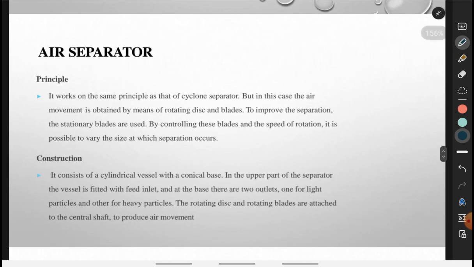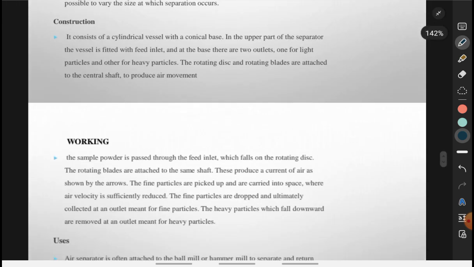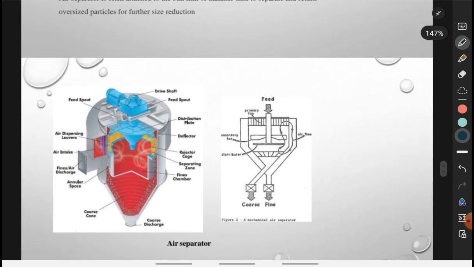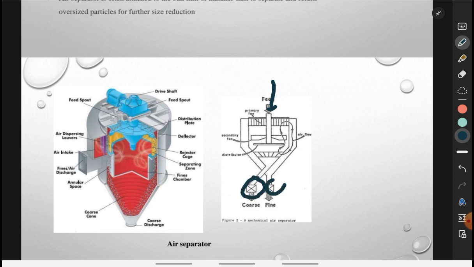Then coming to the air separator. Here is the diagram of the air separator. It has the feed hopper, then a rotating plate, secondary fan distribution, and then you can see the two collection ports, one for fine and another for coarse particles. This is for fine, this is for coarse particles.